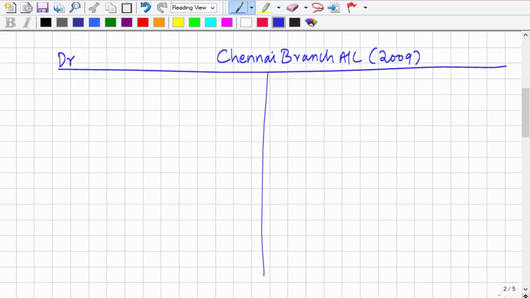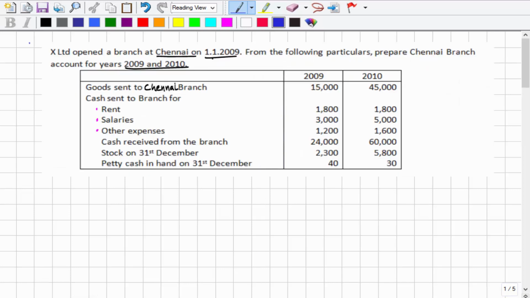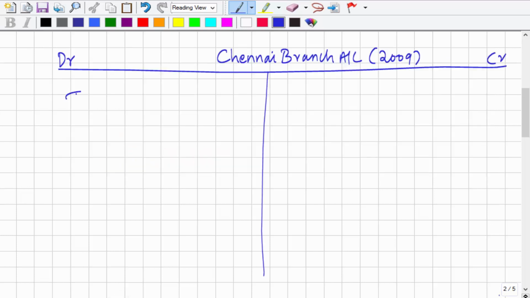debit and credit. Okay, what about the opening balance in 2009? Do they have any opening assets or liabilities? Answer is no, because the branch itself is opened only on 1st January 2009. Okay, so we can simply say to balance brought down is going to be nil. Fine. So this is for 2009.